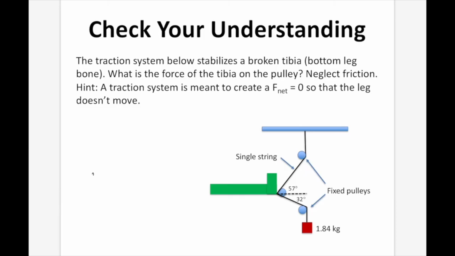So let's draw a free body diagram. So that's the leg, the part of the leg that's attached to the pulley system. We're going to have a string that goes up at an angle of 57 degrees, and we're going to have a string that goes down at an angle of 32 degrees. Now the weight that's attached to the bottom pulley system is 1.84 kilograms.